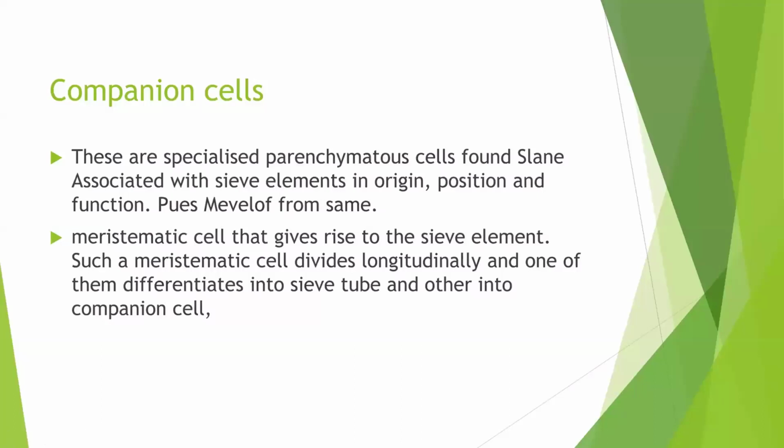So we already discussed these companion cells. These are specialized parenchymatous cells found in phloem that are associated with the sieve elements in origin, position, and also function. The meristematic cell that gives rise to sieve elements divides longitudinally, and one of them differentiates into the sieve tube and the other into the companion cell. So these are developed from the same mother initial.